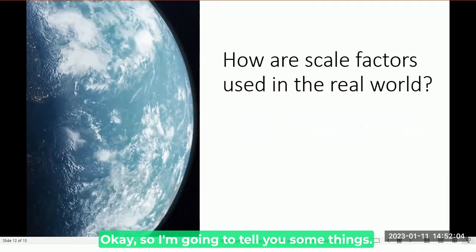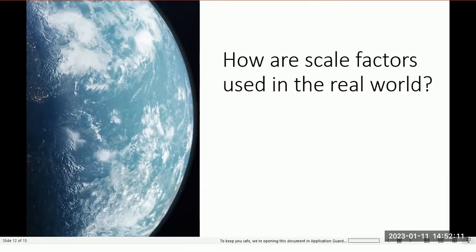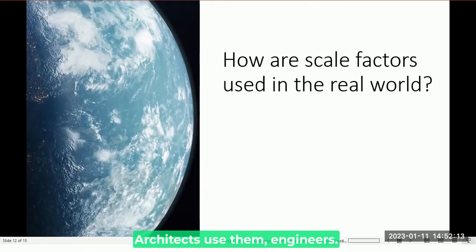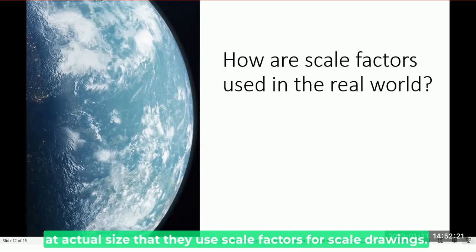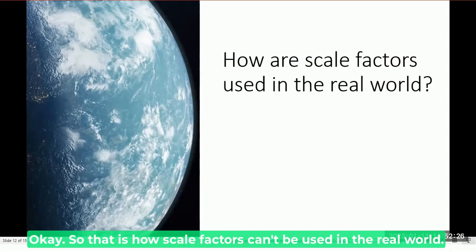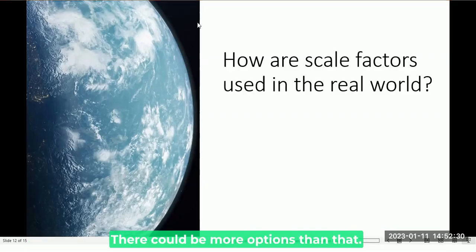Okay, so I'm going to tell you some things. So often scale factors are used in construction. You know, architects use them, engineers. It's pretty much when an object is too small or too large to be drawn or constructed at actual size that they use scale factors for scale drawings. Okay, so that is how scale factors can be used in the real world. There could be more options than that, but that is definitely possible.